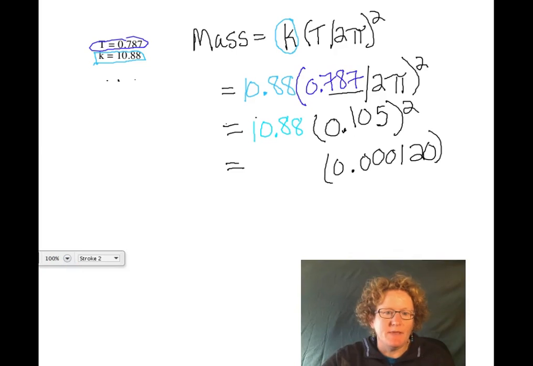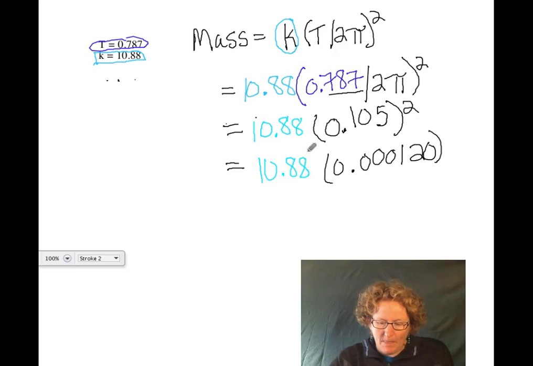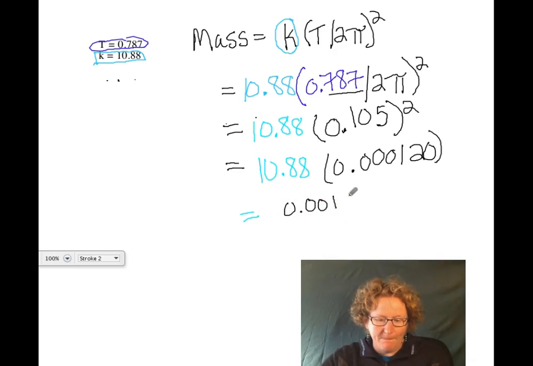And then I'm going to multiply that by the spring constant, which is 10.88. So when I do that, I get 0.00131, and that answer is going to be in kilograms.